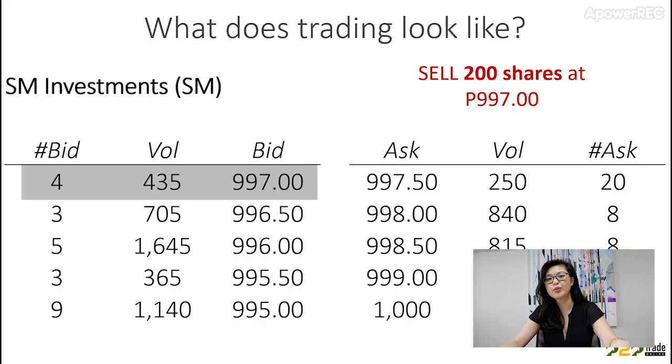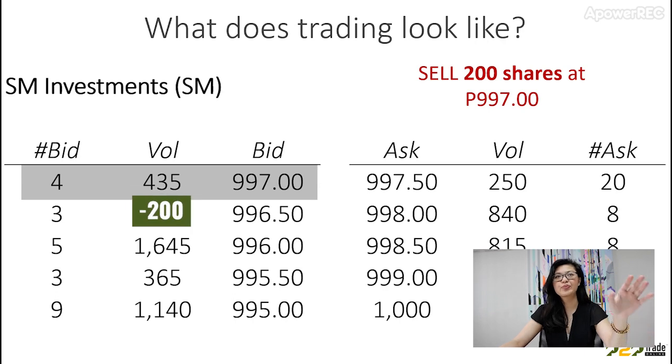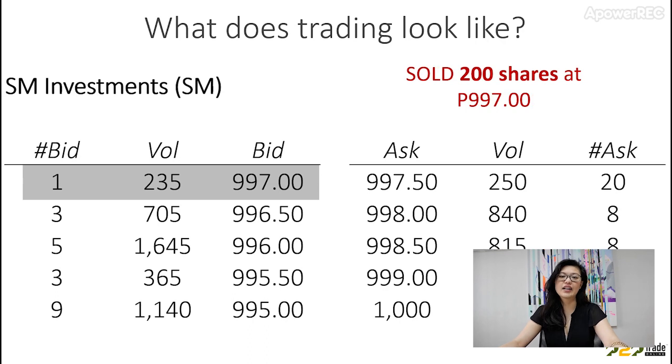Okay. Another sample transaction. If you already have shares of SM and you want to sell it right now, what price can you sell it at? So the answer is 997. If you input this order, selling 200 shares at 997 pesos, what happens is yung 435 na available, magiging 235 na lang. Kasi, nabenta mo na yung 200 shares mo, tapos yung nakapost dyan sa level na yan, nabili na niya.